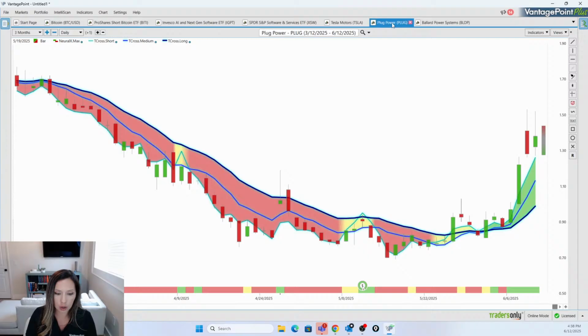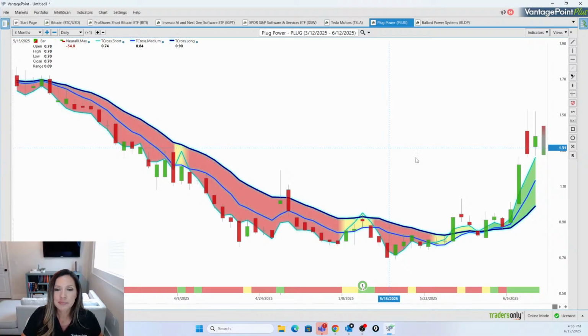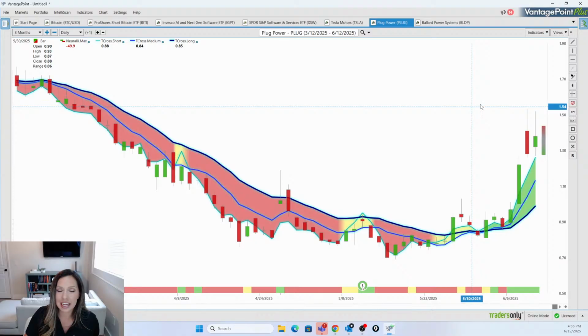So if I jump back over to Plug here, all right, just checking the chat. Sorry, I missed a couple of them, but perfect. All right, so as we can see, great opportunities in assets that vary. I mean, Plug has gone down significantly from where it was previously. But could it be back on the rise?